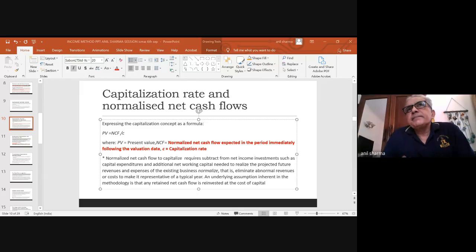So again, to recapture, we are taking the next period's net cash flow, and we will define what net cash flows are. And we are dividing that by the capitalization rate, not the discount rate. The capitalization rate is the discount rate minus the rate of growth of the cash flows every year.